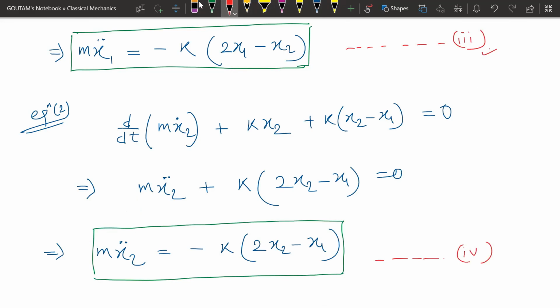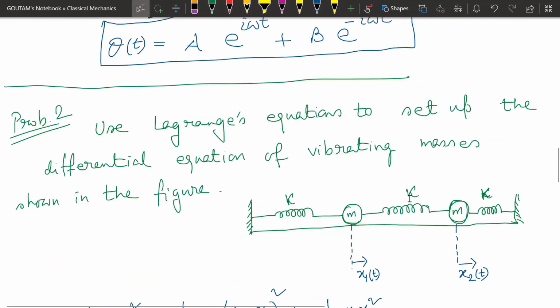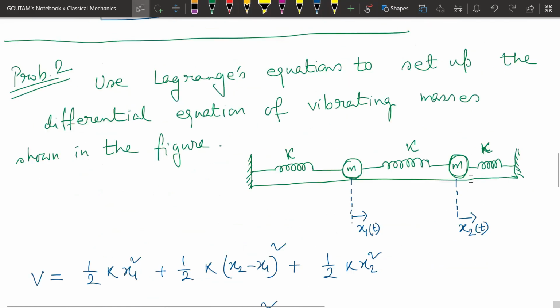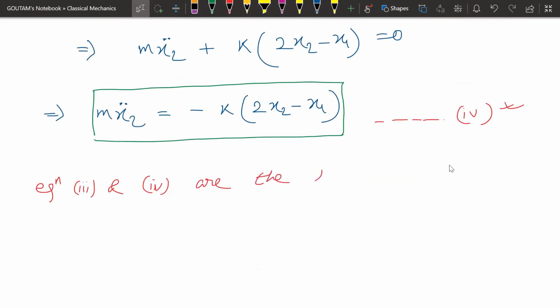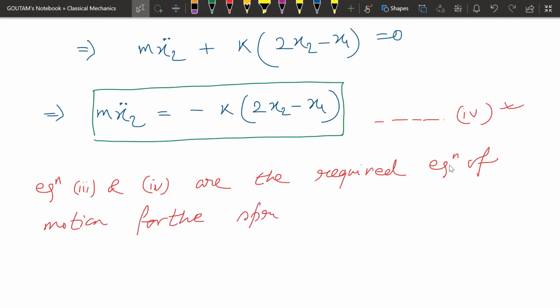So equation 3 and equation 4 are the required equations of motion for this spring mass system.